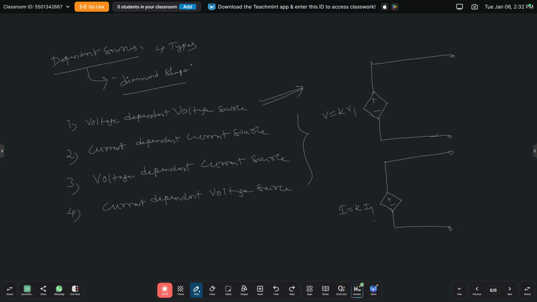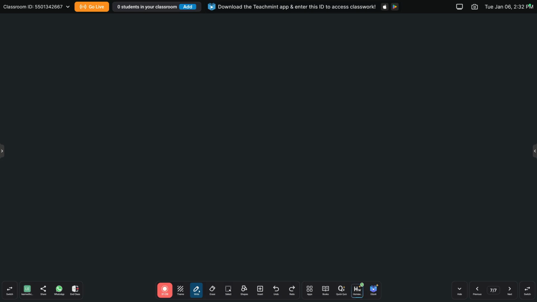Next, the third one is the voltage dependent current source. It can be represented like this, with plus and minus, and these are the two ends. This is the voltage dependent current source, that means I is equal to K into V1. This is the symbol for that.